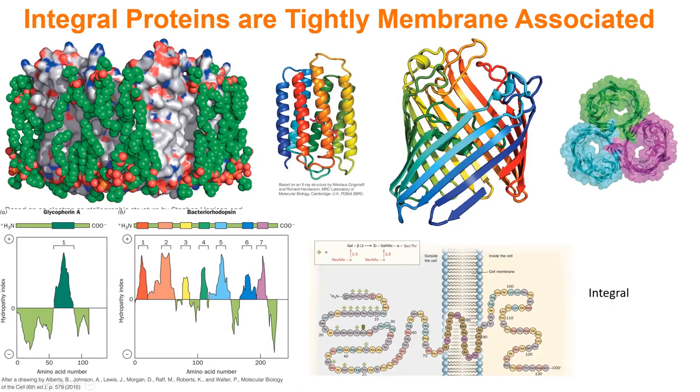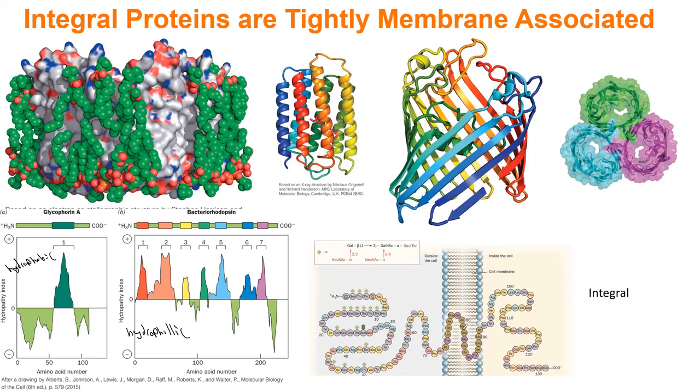And here are some hydrophobicity plots. Hopefully we can read these now after going through that section and testing on that. Here we're looking at two different proteins, glycophorin A and bacteriorhodopsin. And remember, high numbers mean hydrophobic, and negative numbers mean hydrophilic. These different peaks are showing you how many times these proteins travel through the membrane. So for glycophorin, it only travels through the membrane once. Bacteriorhodopsin travels through the membrane seven different times.